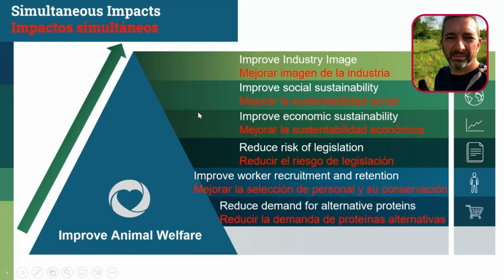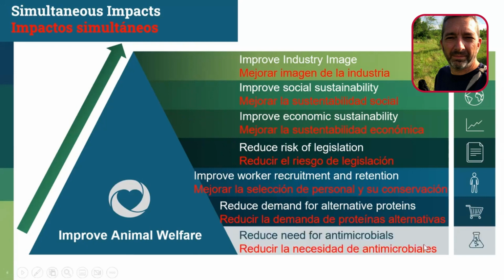We're seeing in North America again an increased demand for alternative proteins. So again, coming into improving economic sustainability. If part of that move towards alternative proteins is because the public, the consumer, does not like the way we rear pigs, then we need to be thinking about changing the way we rear pigs. And then also another societal benefit is that reduced need for antimicrobials, improving welfare as a method of reducing disease and reducing that need for antimicrobials.